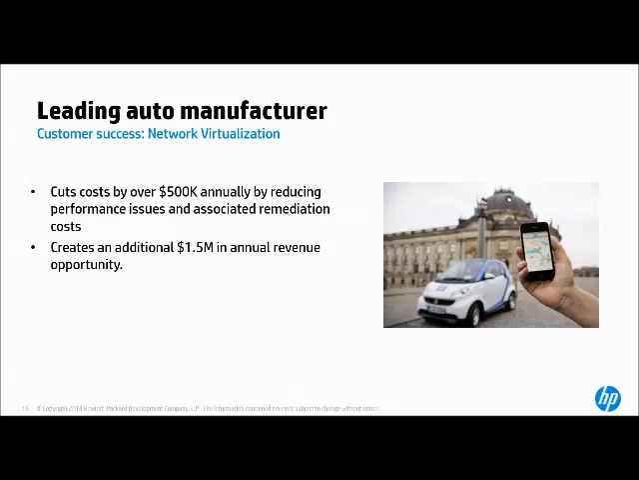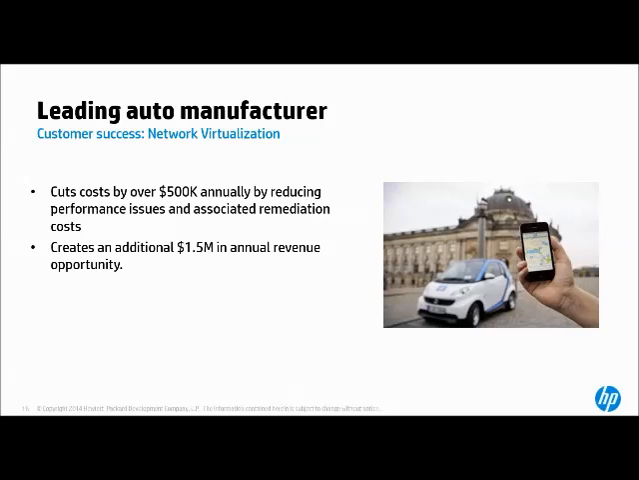The other thing that was very interesting is, we helped them save over $500,000 annually just by reducing the number of performance issues in production. However, they also identified that by leveraging network virtualization even further within their LoadRunner install, they found another opportunity for another $1.5 million in annual revenue. And again, this was just through their mobile channel.